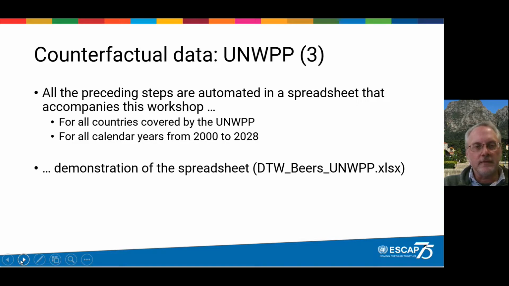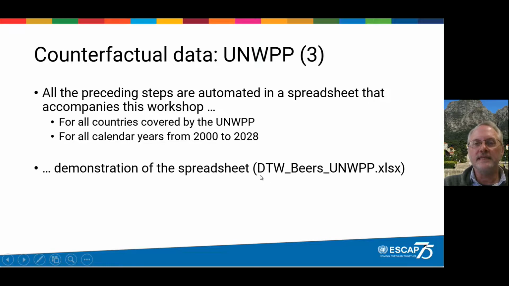All of that is quite demanding, and so the preceding steps have been automated in a spreadsheet that accompanies this workshop and is available on the workshop drive containing these videos, the PDFs, as well as the spreadsheets. The automated spreadsheet covers all countries covered by the UNWPP and will work for all calendar years from 2000 to 2028. I'm now going to demonstrate how to use that spreadsheet, in other words, to derive an estimate of the number of births in every calendar year by age group of mother from the UNWPP data using that spreadsheet.